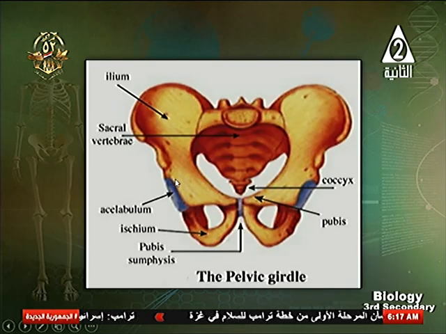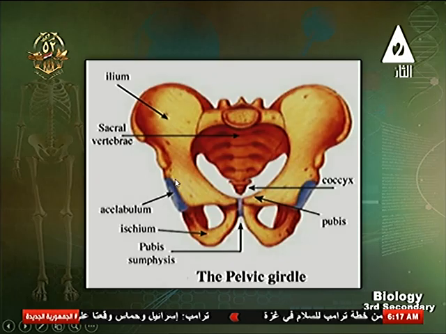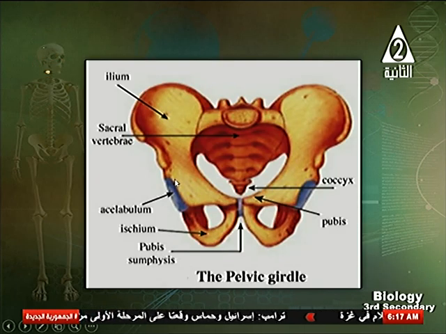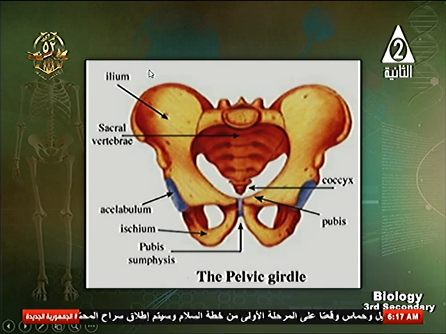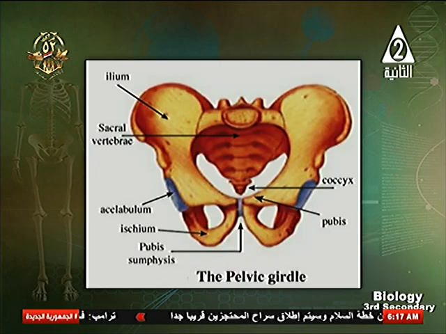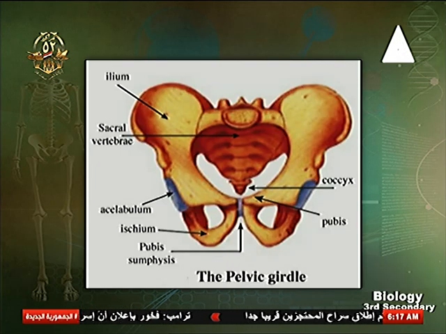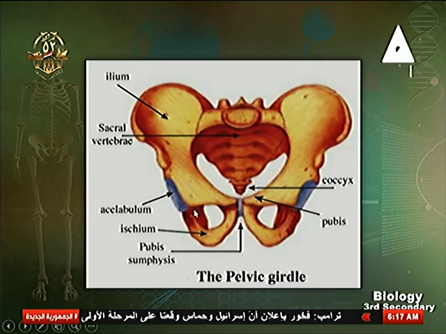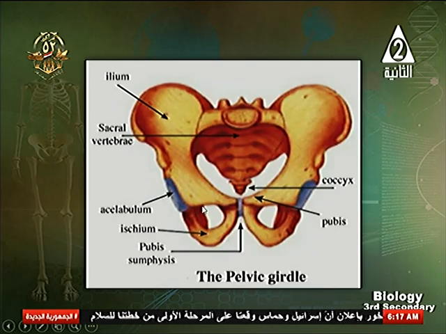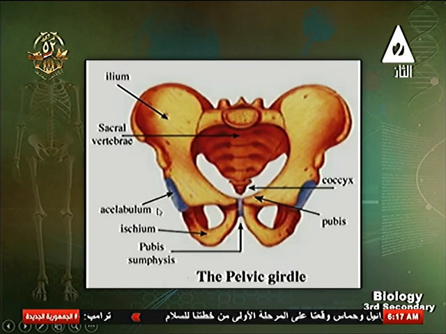Now we have 4 cavities. Up to now, we have 4 cavities in two girdles: 2 in the pectoral girdle, called glenoid cavities, to form the shoulder joints, and 2 acetabulum cavities to form the hip joints. Okay.